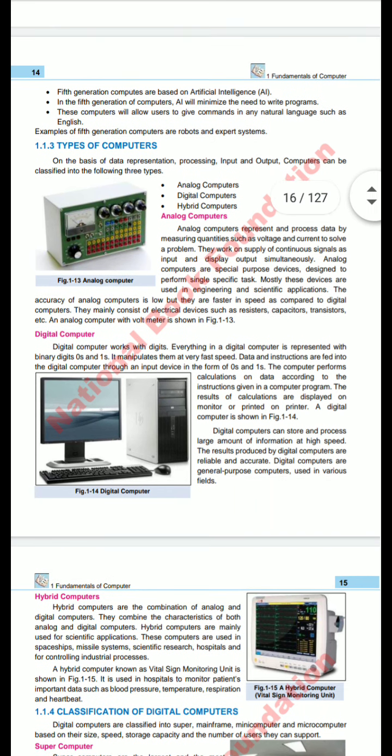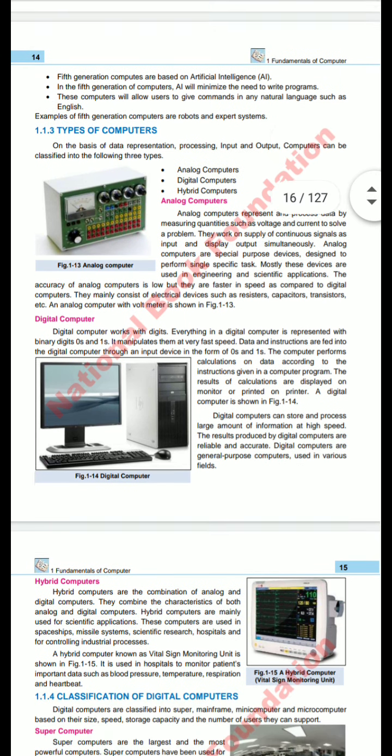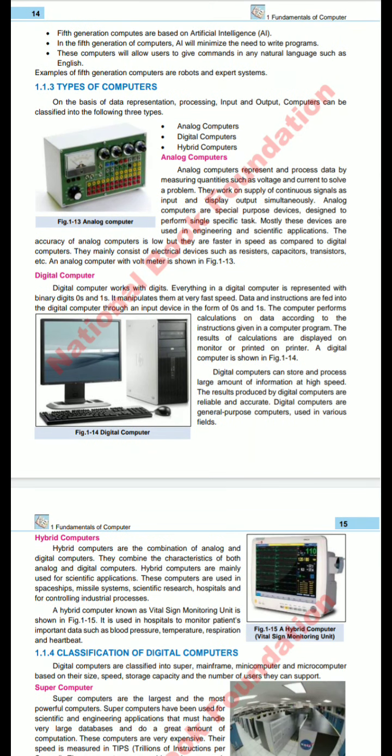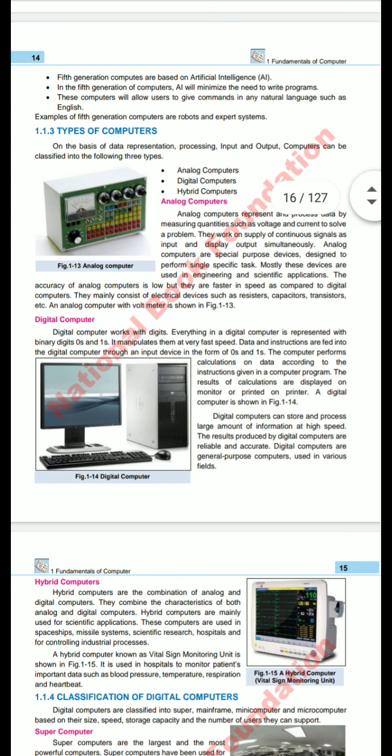On the basis of data representation, processing, input and output, computers can be classified into the following 3 types. Number 1, analog computers, number 2, digital computers, and number 3, hybrid computers. Data representation means how a computer represents data. Representation means to show something, and how the computer shows data on the screen or in other forms.